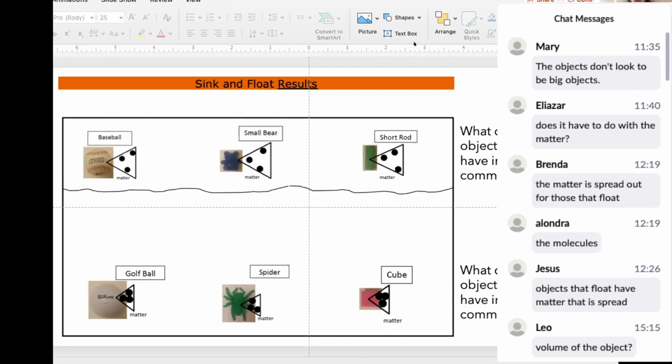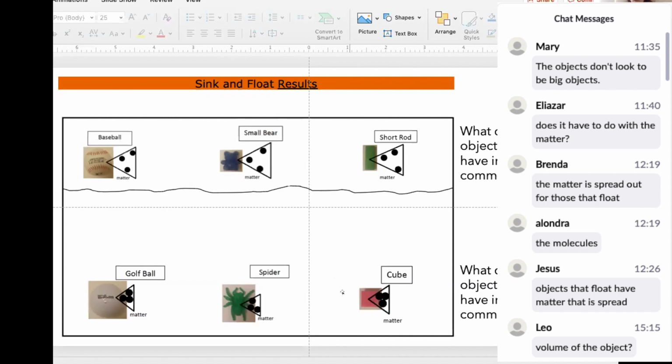It's not whether they're light or heavy. It does have to do with density. It does have to do with matter. What do you think it might be, Mary? Because the atoms are more spread out, there's more space, and therefore it's less dense, and that's why they're floating.